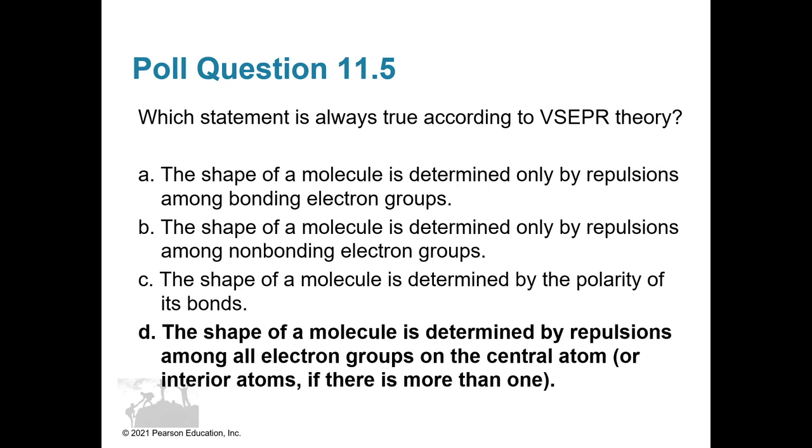Okay, so our answer here is letter D. Let's go back to what VSEPR actually stands for. Valence shell electron pair repulsion. So with electron pairs, that includes the bonds, the shared electron pairs, and lone pairs, so non-bonding electron pairs. The only answer that incorporates those different types of electron groups is letter D. So all electron groups on the central atom.